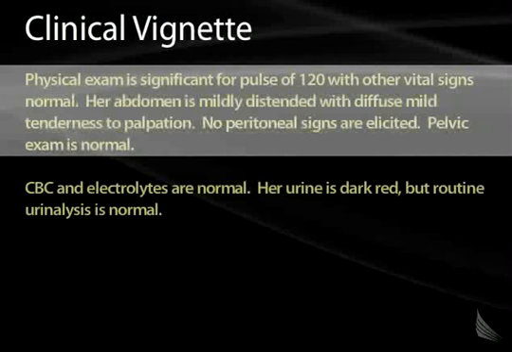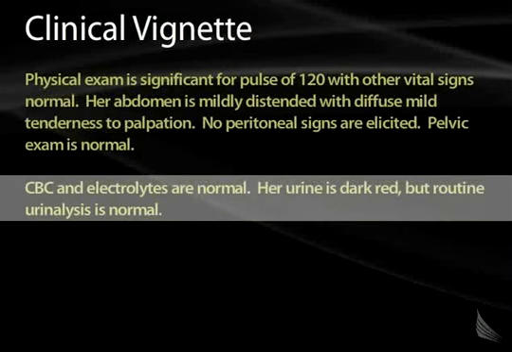Physical exam is significant for tachycardia, a pulse of 120, but her other vital signs are normal. Her abdomen is mildly distended with diffuse mild tenderness to palpation without peritoneal signs. The pelvic exam is normal. CBC and electrolytes are normal. Her urine is dark red, but her routine urinalysis is normal.